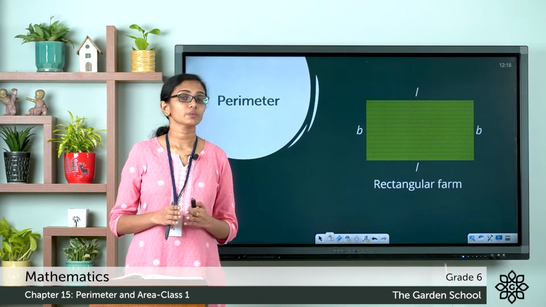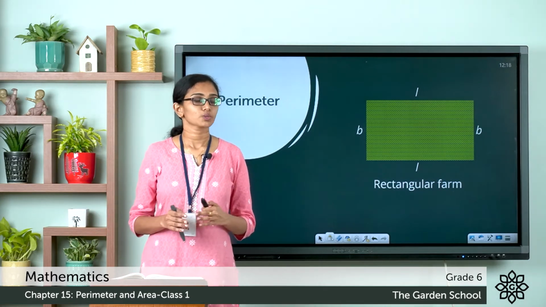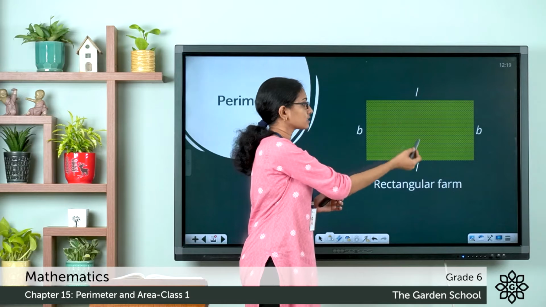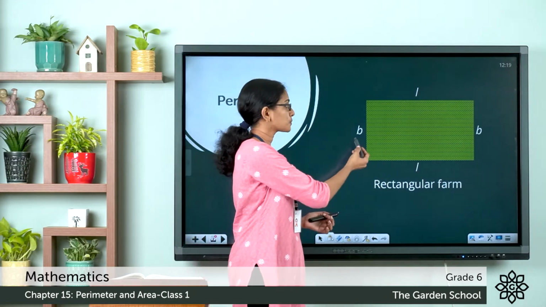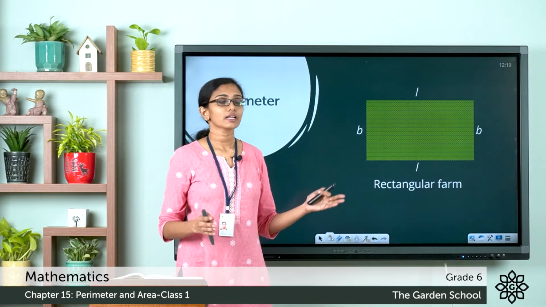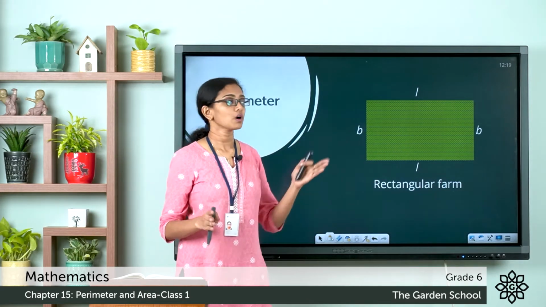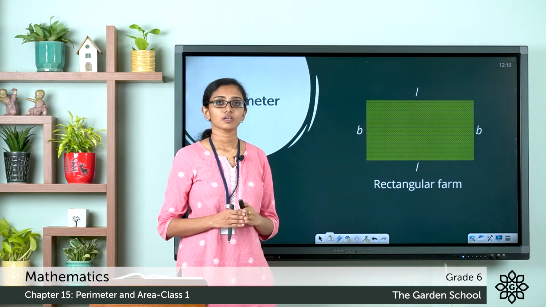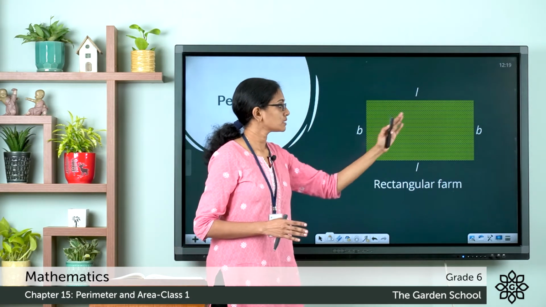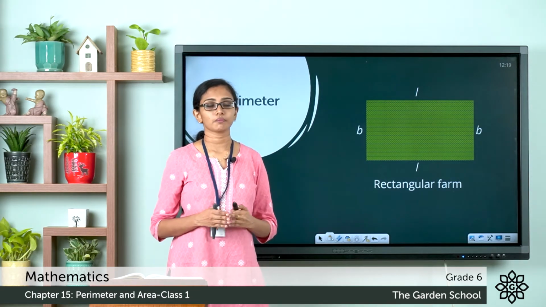For a rectangle, we know the opposite sides will be parallel and equal in length. So if this is side L, this will also be side L. If this is B, this will also be B. So what would be the total length of the boundary of this farm? That would be the sum of all the lengths. That would be L plus B plus L plus B. So that will give you the total distance around the boundary.